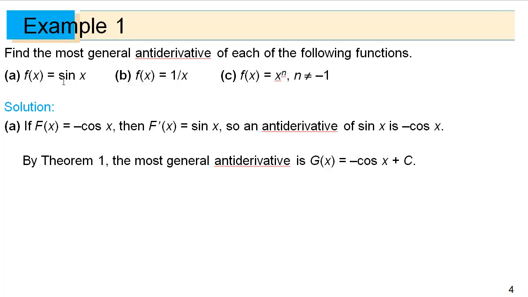So what gets us sine when we take a derivative? You remember the derivative of cosine is minus sine, so minus cosine would get us sine. And then, of course, to make it the most general, we just slap a plus c on the end.